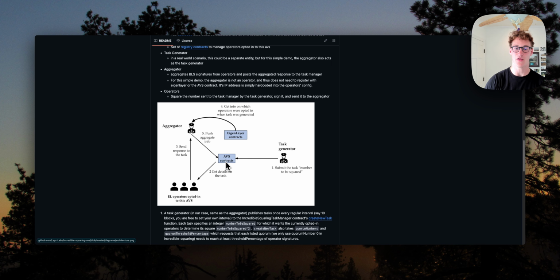This is how other AVSs will also follow a similar sort of flow. So if you can break down a service into the smallest piece, the task, then you can start to understand how it might be running behind the scenes. So this is really high level, and next we'll run into the actual UML diagram, which will show some implementation specific details for incredible squaring.